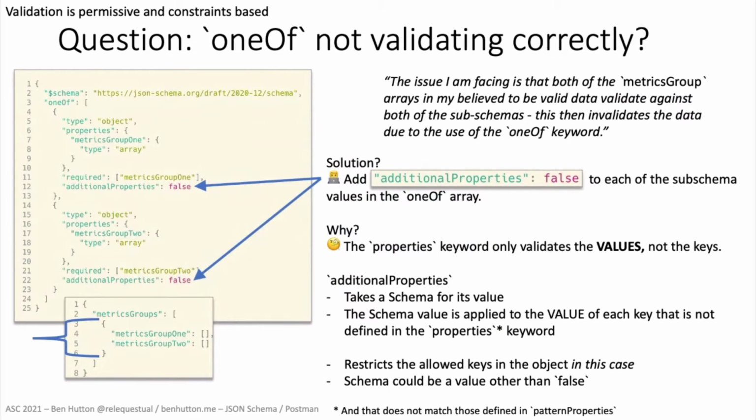Okay, so let's go ahead and add additionalProperties false to each of the subschemas. Why does this work? The properties keyword only does validation on the values of the object, not the keys. Properties applies the value schemas based on the matching keys in the instance. additionalProperties is also an applicator keyword and applies its value schema to the properties that aren't defined in the properties keyword in our example.